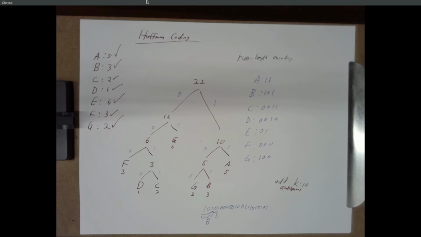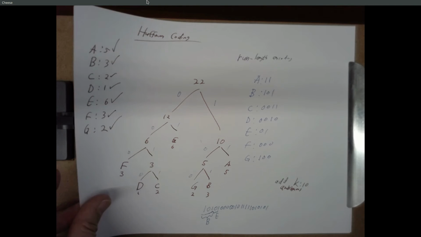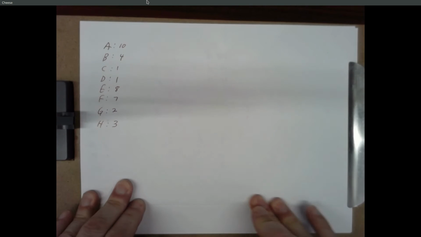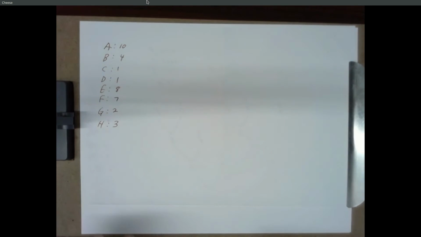All right, so you ready to try this? All right, so let me give you a frequency table and go up to a board, find some group to work with, and let's go ahead and use this set of frequencies. So we've got 8 letters, A through H.